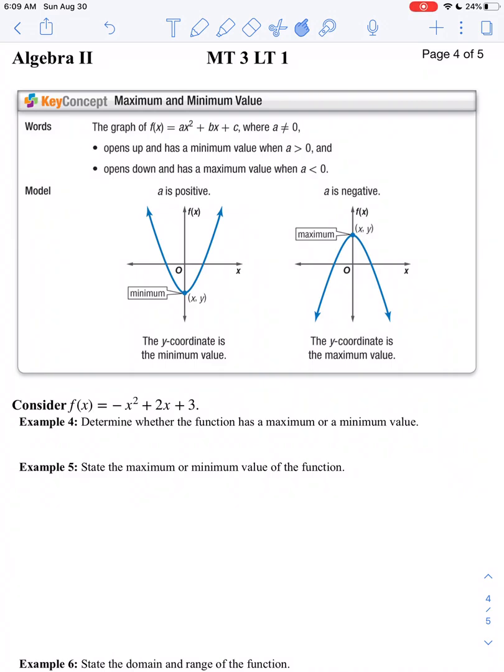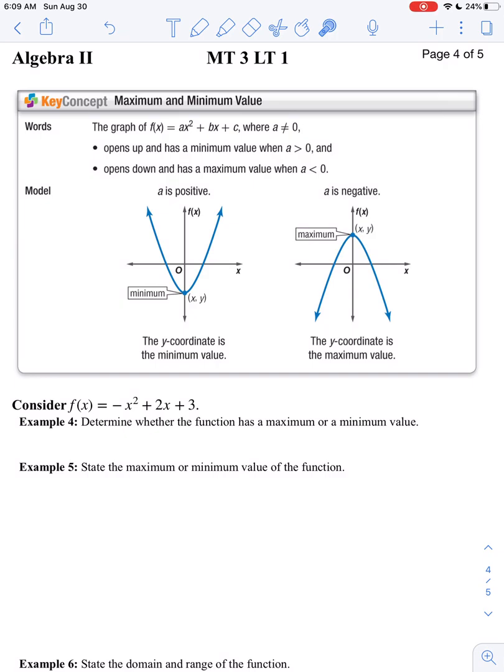Here's a little review from Algebra 1. If the coefficient of x squared, your leading coefficient, is positive, it'll be a happy parabola. If this number in front of x squared is negative, it'll be a sad parabola. If it's a happy parabola, your vertex is the minimum because everything is bigger than that point. If it's a sad parabola, it'll be a maximum because everything's going to be less than that point.